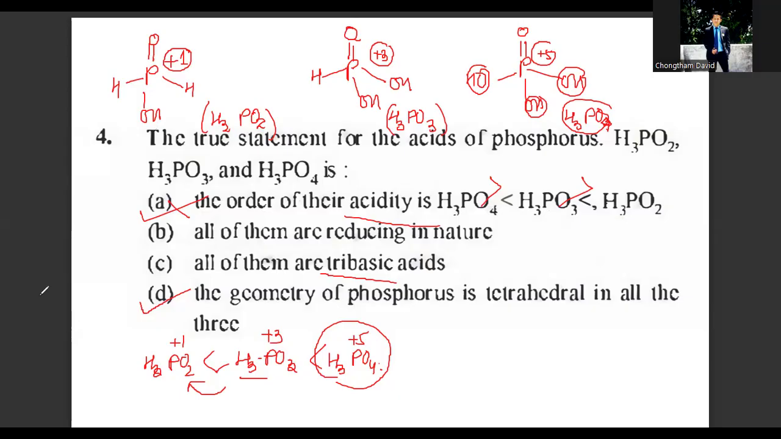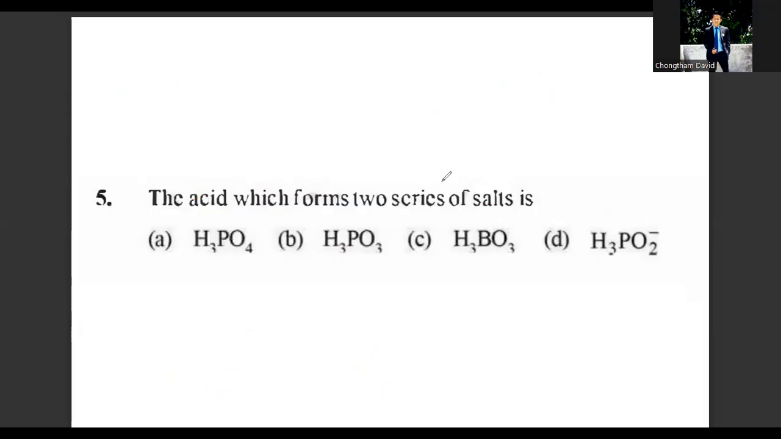Let us read question number 5. The acid which forms two series of salts is. So these acids, if I give you the structure, it would be something that looks like this. So it can form two series of salts by the replacement of this hydrogen attached to oxygen. So the acid which forms two series of salts would be phosphorus acid. So for question 5, option B is the correct answer.